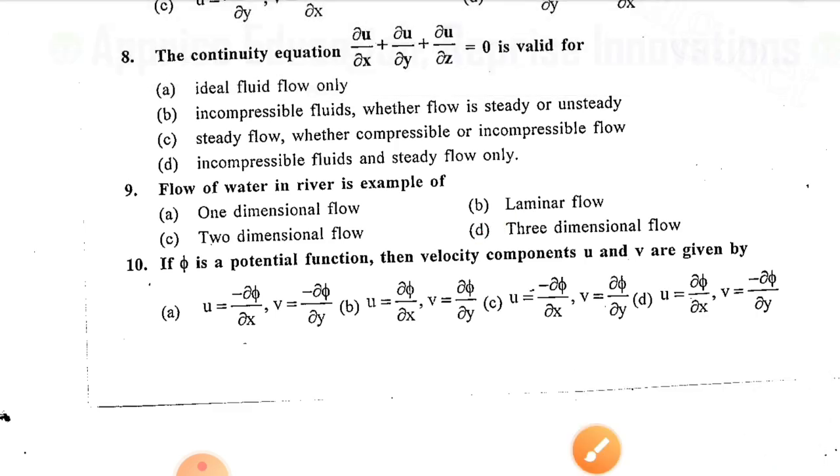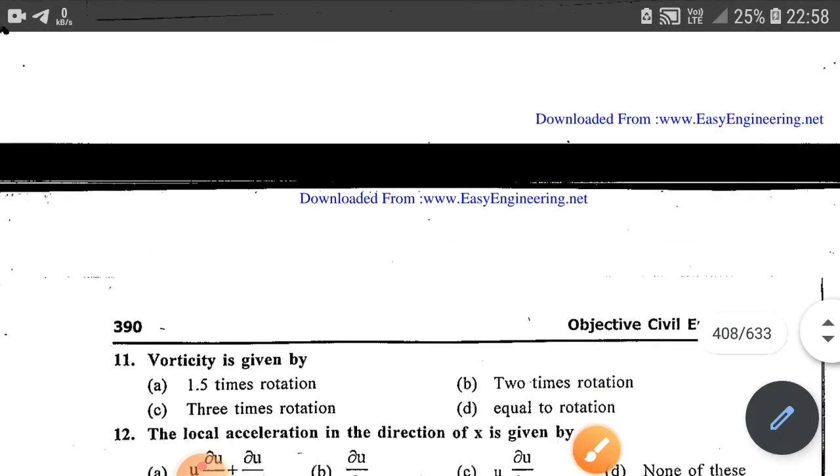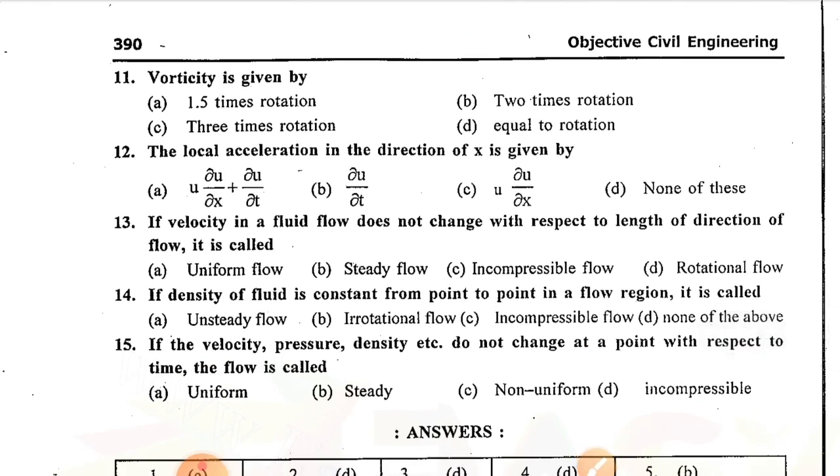Question number 10. If phi is a potential function, then velocity components u and v are given by. Option A is correct. u equal to minus dou phi by dou x, v equal to minus dou phi by dou y. Question number 11. Vorticity is given by. Option B is correct. 2 times rotation.